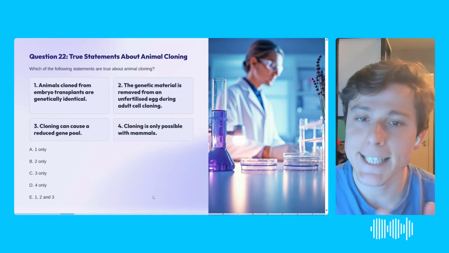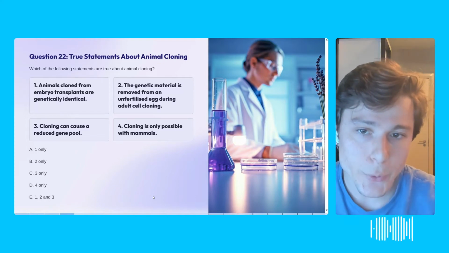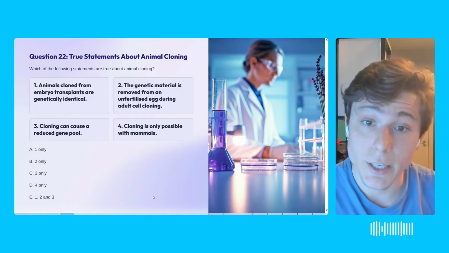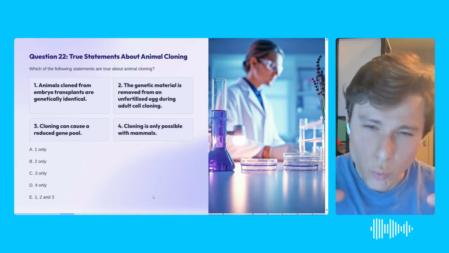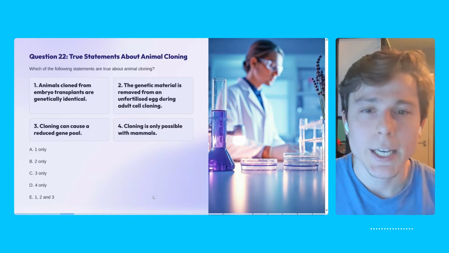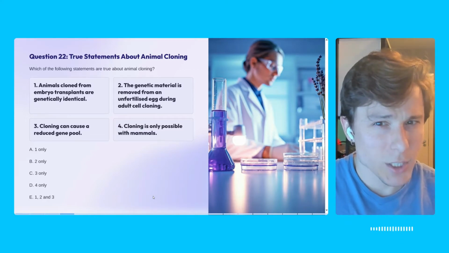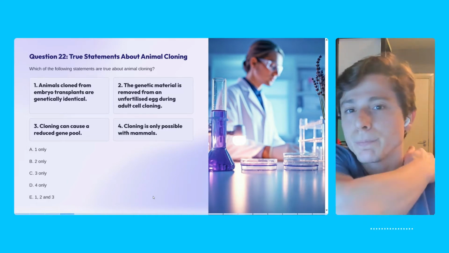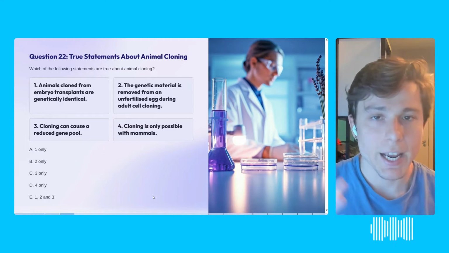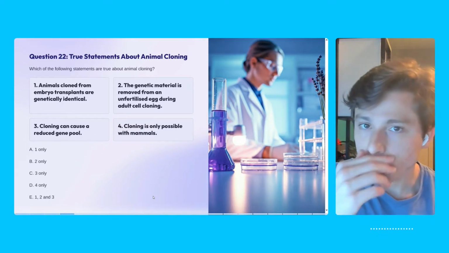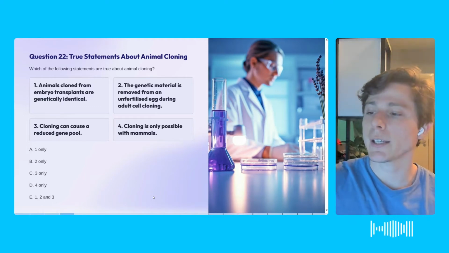Second one: the genetic material is removed from an unfertilized egg during adult cell cloning. Okay, so this is a little bit deeper. It goes right to the core of the understanding of cloning, and the people that didn't get to study this topic will be a little bit confused. But statement number 2 is correct, because basically we're going to have to work with 2 different cells. First you get the individual, the animal, the person that you want to clone, and then you just select a cell.